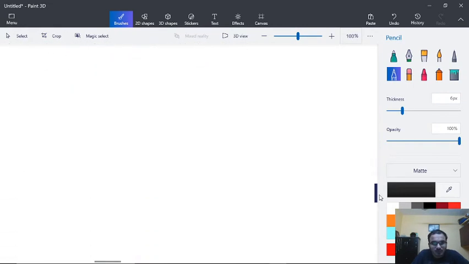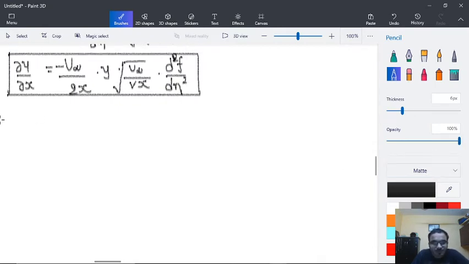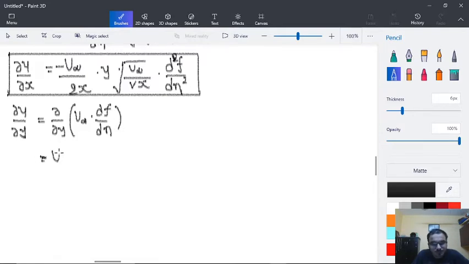Now we will start with another simplification, which is del u over del y, which is given by del upon del y into u infinity into df over d eta, which is equal to u infinity into del over del eta into df over d eta into del eta over del y.